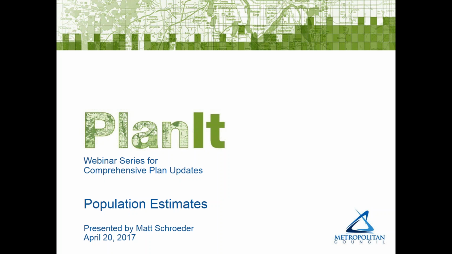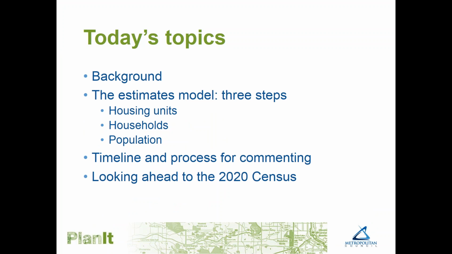For this webinar, I'll start by talking about some background on population estimates, what they are, why we calculate them, and what different organizations do with them. I'll then discuss the Council's estimates model, which produces estimates in 3 steps. First housing units, then households, then population. After explaining the timeline and process for commenting on the Council's estimates, I'll talk about preparations for the 2020 census and what your community can do in the coming months to make sure that your 2020 census count includes everyone.